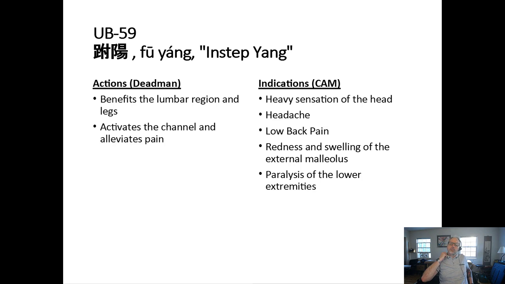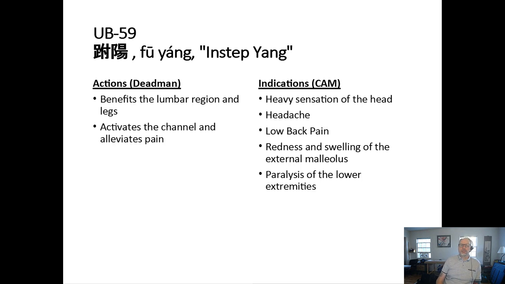So this is one of the best points for that heavy sensation of the head, or heavy sensation followed by a very, very dull, slow headache. Okay, that heavy sensation. The heavy sensation is actually damp. So we're going to alleviate that by activating the channel and alleviating pain.